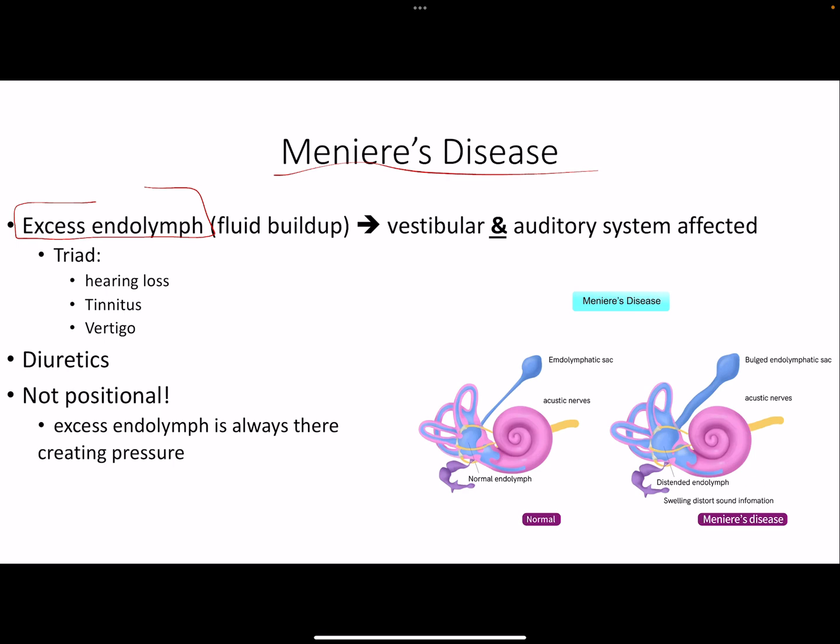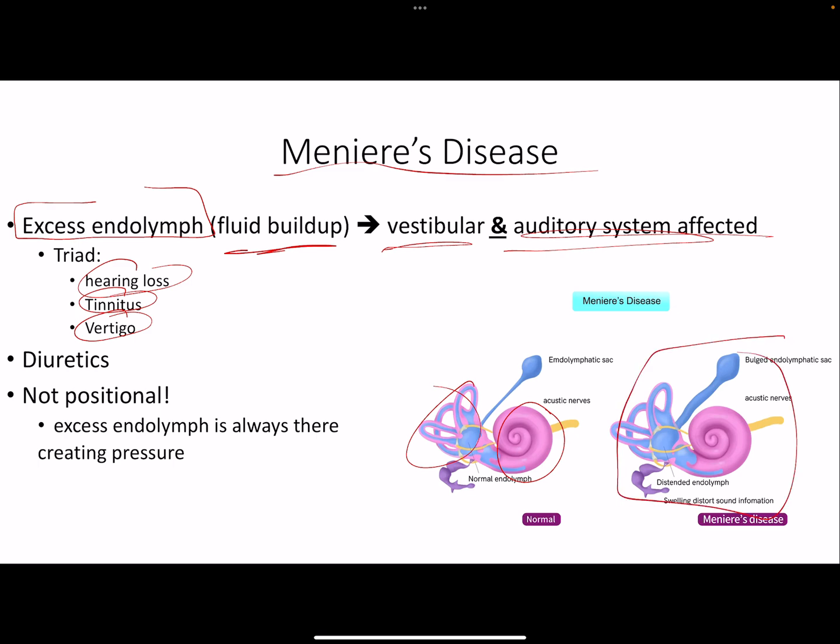So if we have too much endolymph in both the semicircular canals and the cochlea, this fluid buildup can cause vestibular and auditory symptoms. So it should make sense that it's both. It could be hearing loss, or it could be kind of the opposite. It could be tinnitus, you're hearing ringing, and then vertigo. Again, too much endolymph in both of them.